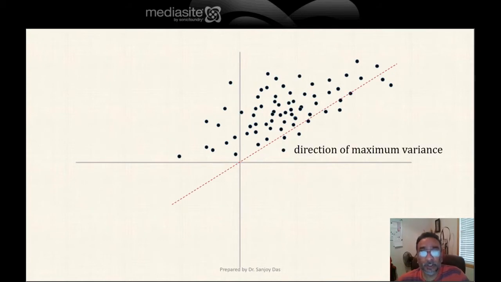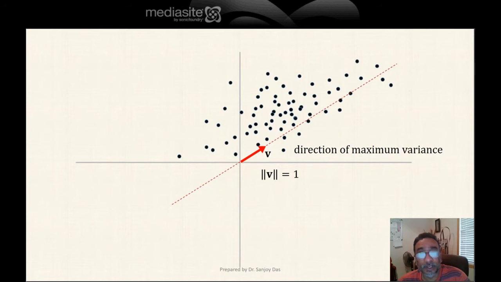So what we have to discover in PCA is a direction of maximum variance. So you see this red dotted line here, and if you project these points along that red dotted line, the variance turns out to be highest. And so that direction is the first principal component. So this direction is V. That's the direction of maximum variance.